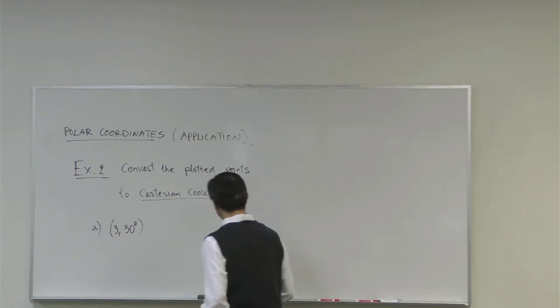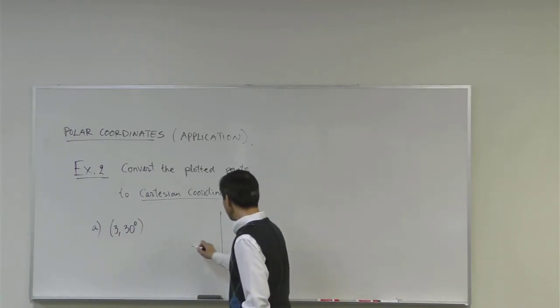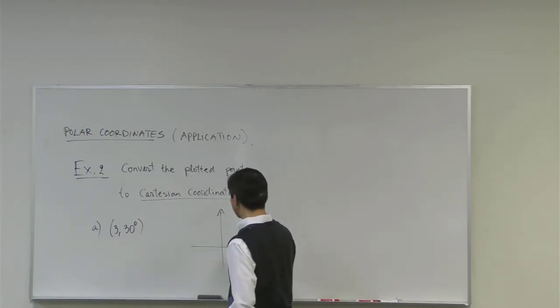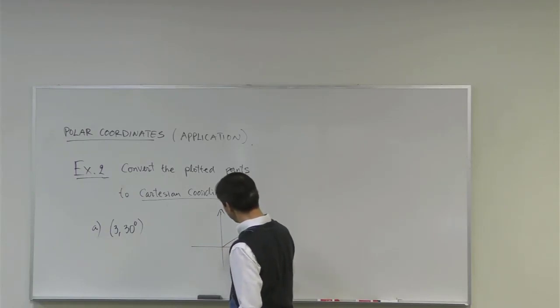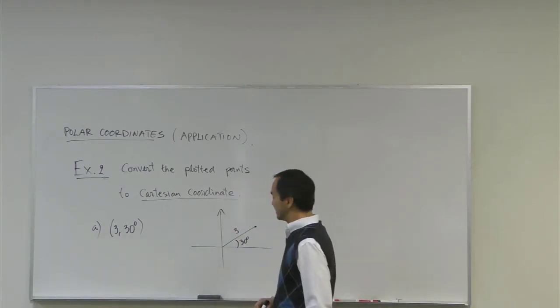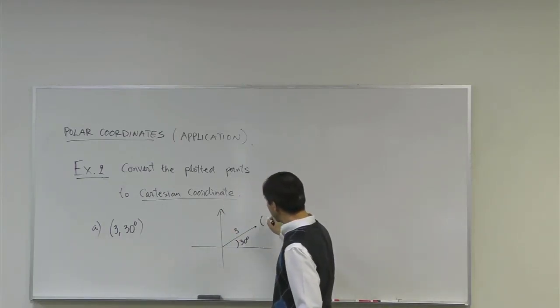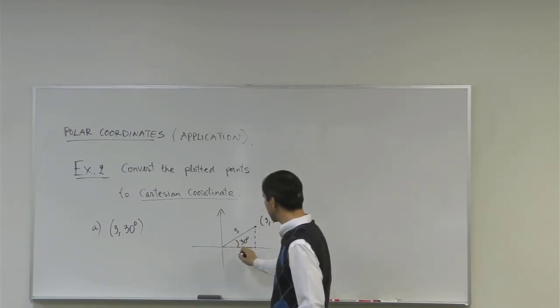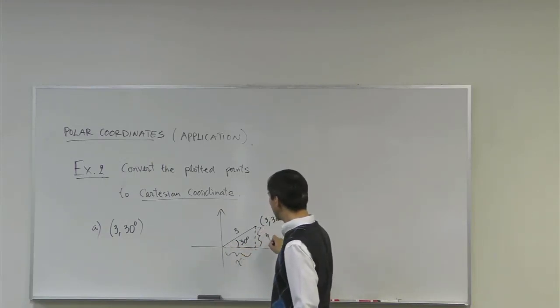So the way I'm seeing that now, the point is at a 30 degrees angle. We've got angle 30 degrees, and we've got a radius of 3. So that's the point here. It's 3, 30. That's why we're writing it like that. But now, what are the x and y coordinates? The x coordinate is this distance, and the y coordinate is the vertical distance.